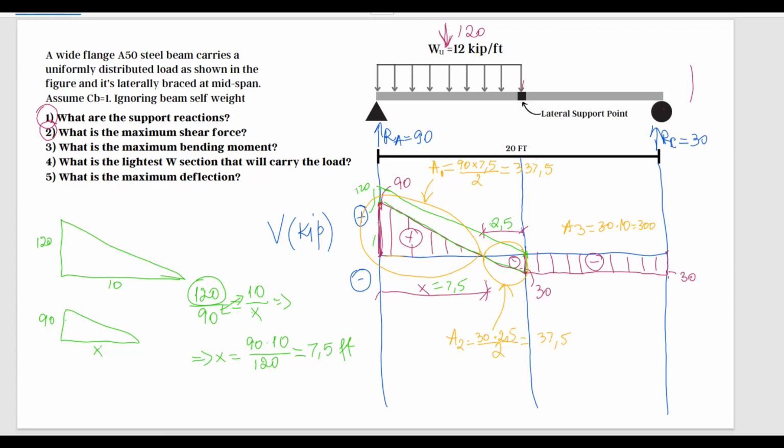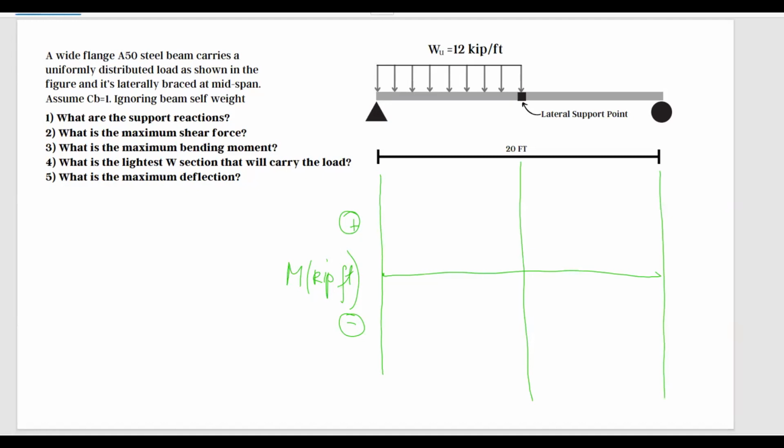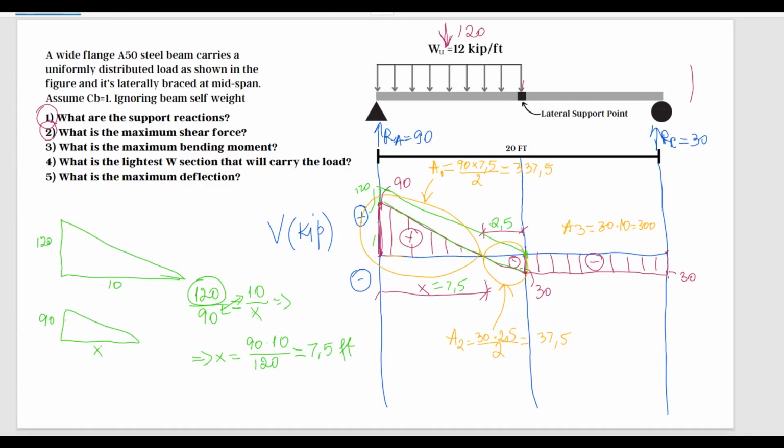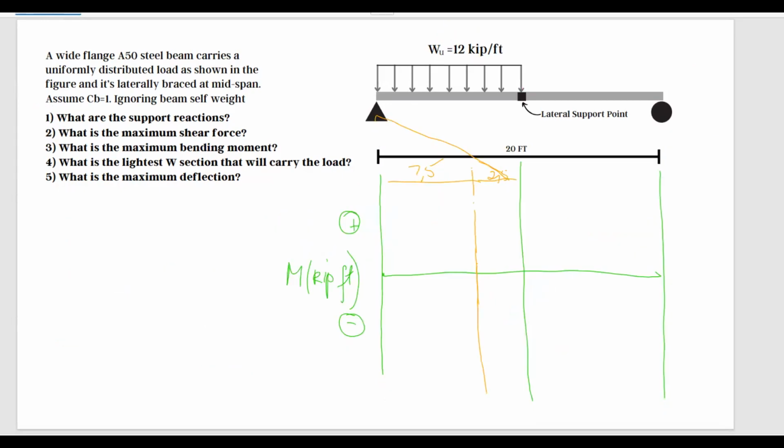So let's go back to the moment diagram. What I am also going to do, since our shear diagram intersects somewhere here, this distance is 7.5 and this is 2.5. I'm going to draw this line, continue this line all the way downwards. Why is that line important? Because where the shear diagram intersects, or where the shear is 0, there's a maximum or a minimum. So we need this line to show our maximum or minimum in the moment diagram.